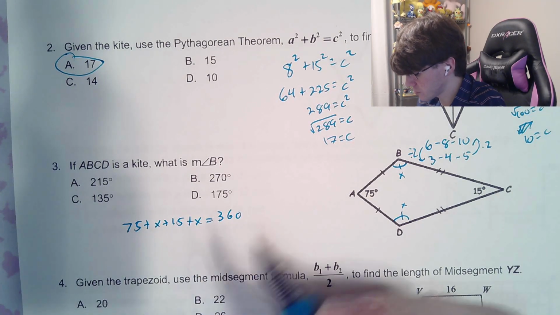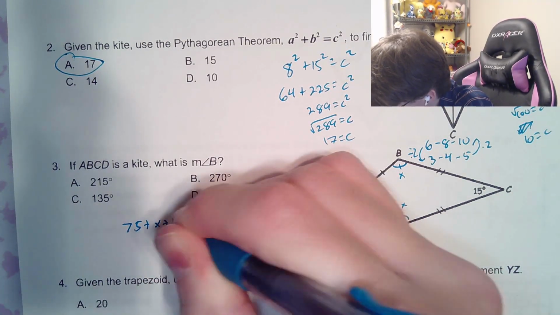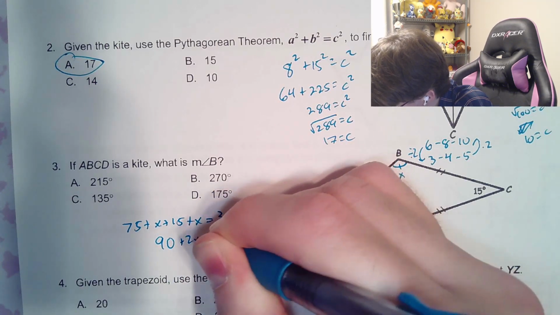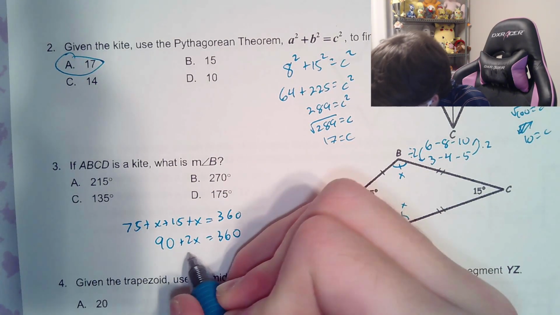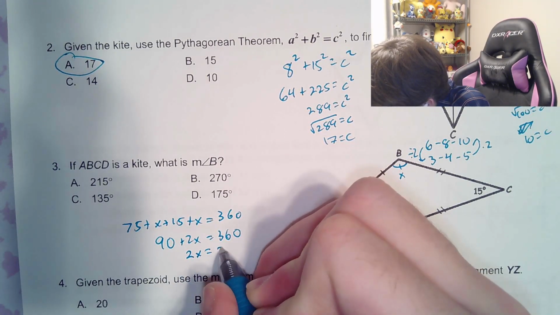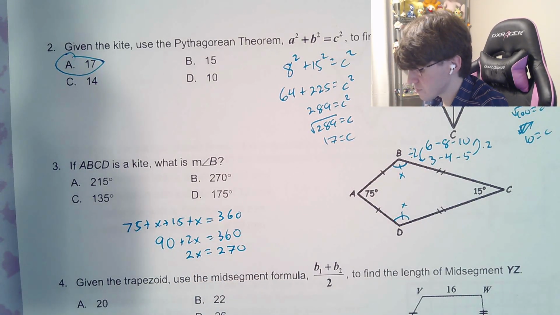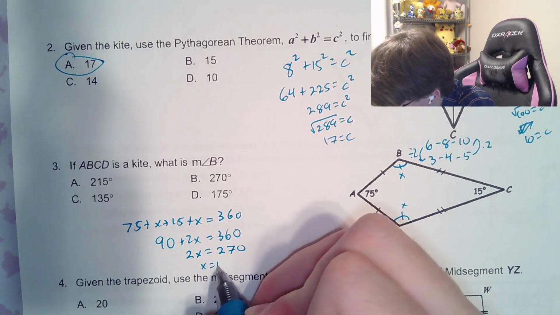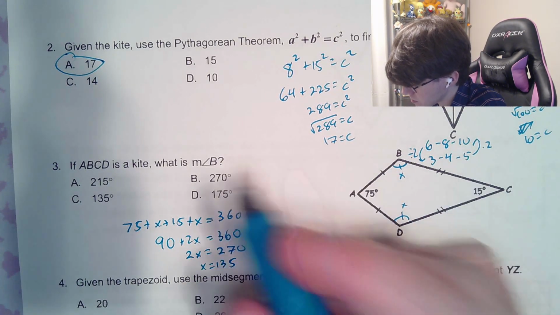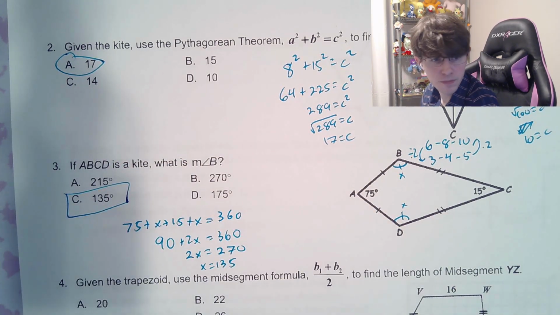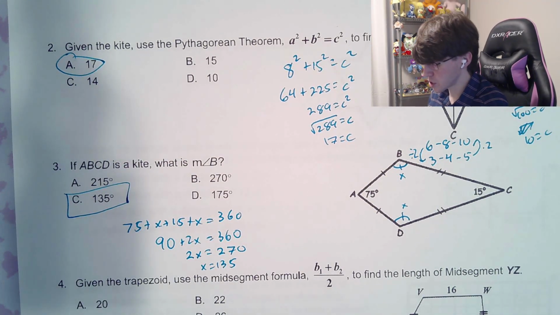So 75 plus 15 is 90. x plus x is 2x. Subtract 90 on both sides, and we get 270. And if we divide both sides by 2, we get a beautiful 135 degrees. 135 degrees, that is the measure of angle B we were looking for. Moving on to question number 4.